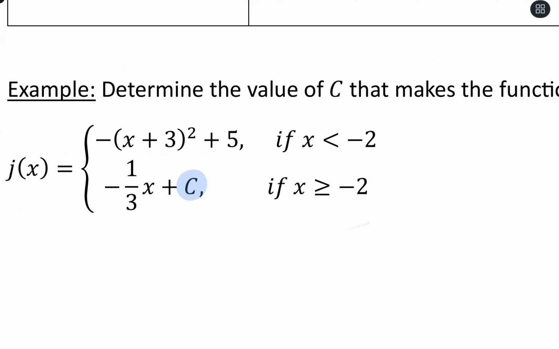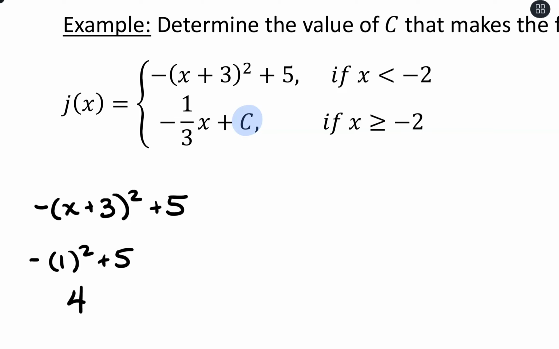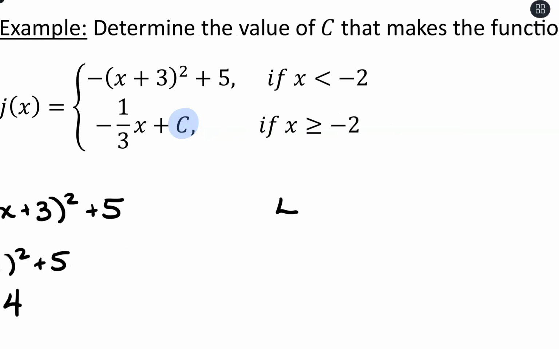Zooming around, for that negative (x plus 3) squared plus 5, I need to see where our output is. And from our graph, we could see that's positive 4, but you could also evaluate by plugging in negative 2. So we're getting a positive 4. So we want to see, with an output of positive 4, where does that occur for this negative 1/3 x plus c? But we want to specifically do this when x equals negative 2.